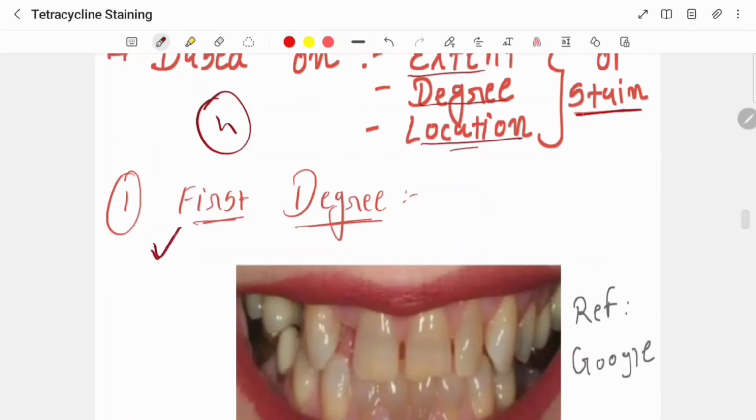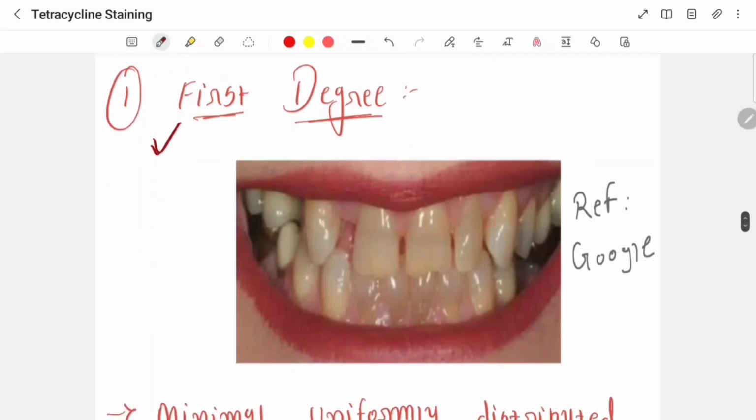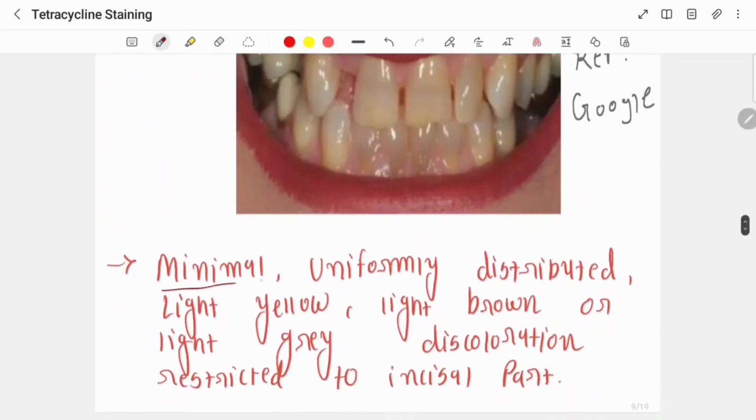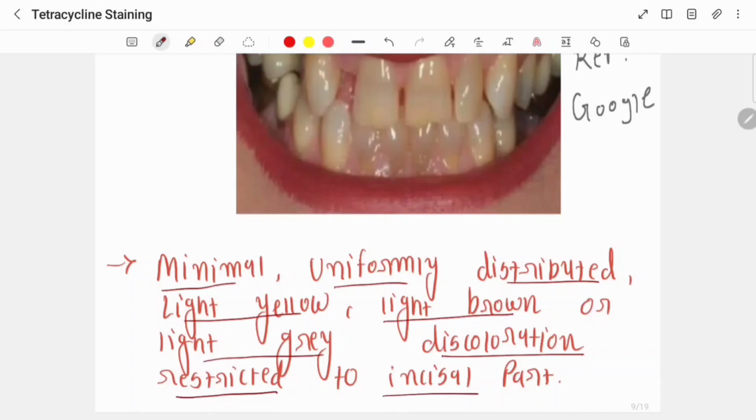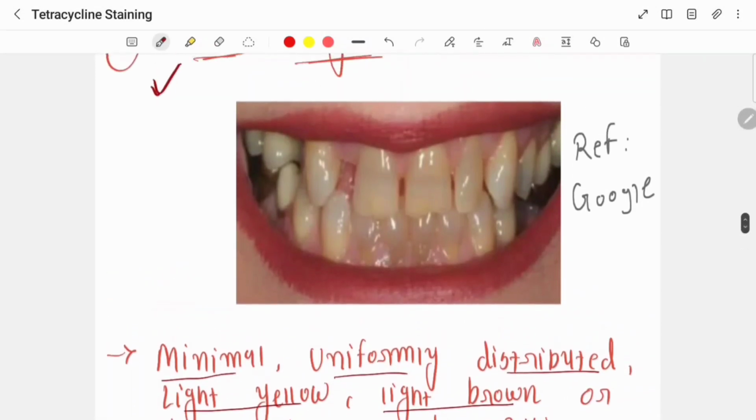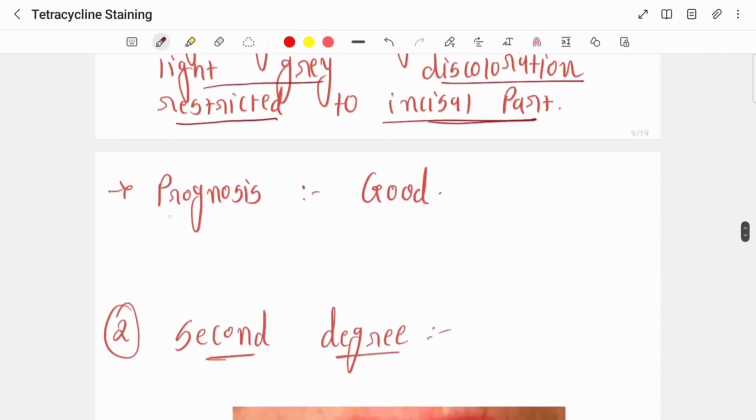The first is first degree staining, in which the staining is minimal, a uniformly distributed light yellow, light brown or light grey discoloration, which is restricted to the incisal part of the crown. So, in this image you can see a slight yellowish discoloration, but it is in the incisal portion of the crown. When we talk about the prognosis of this first degree staining, it is good. It means with treatment we can cure this.